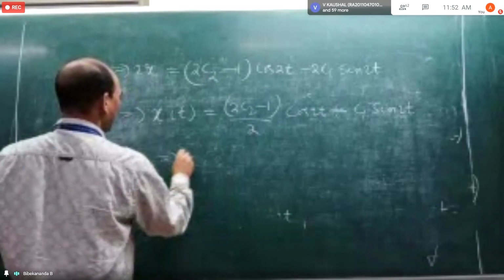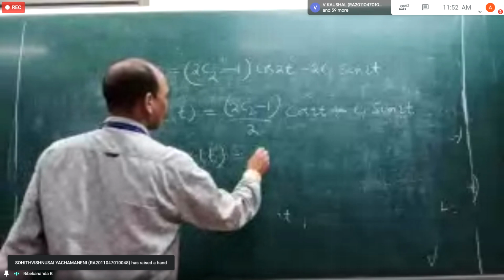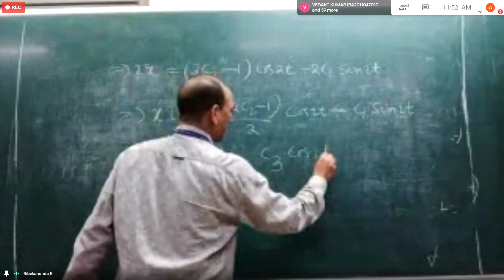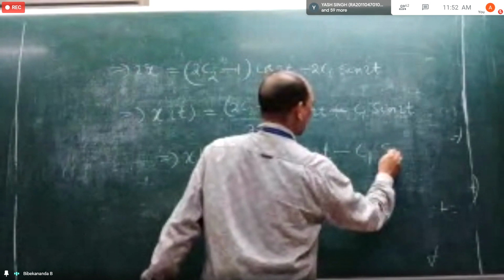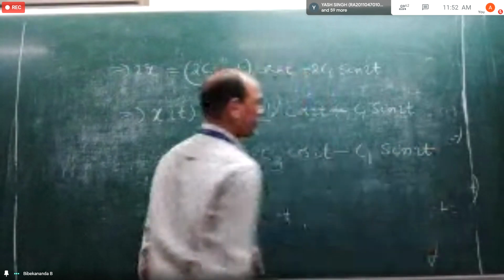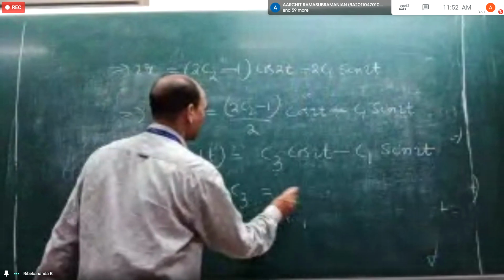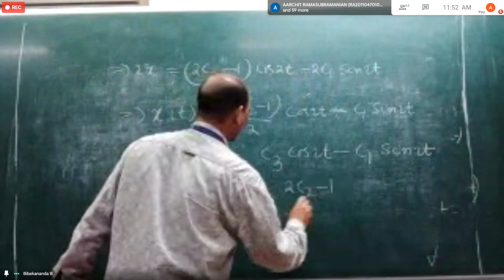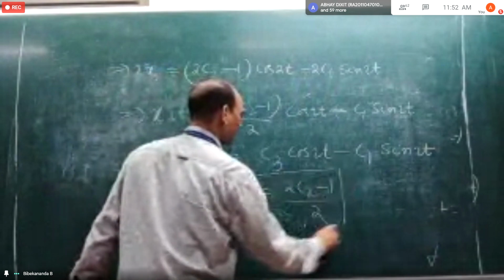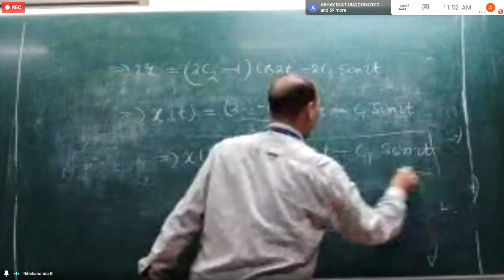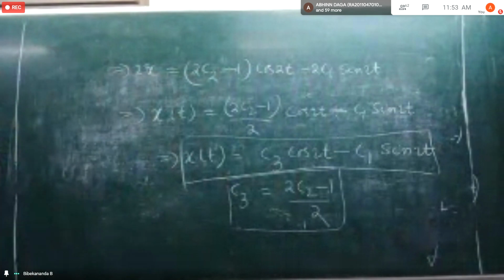So this implies x of t is equal to C3 cos 2t minus C1 sin 2t, where C3 is nothing but (2C2 minus 1) divided by 2. Okay, so this is the value of your x. I hope everybody understood how to solve the system of equations. Is there any doubt? No, sir. Okay, you got it, how to solve the system of equations.